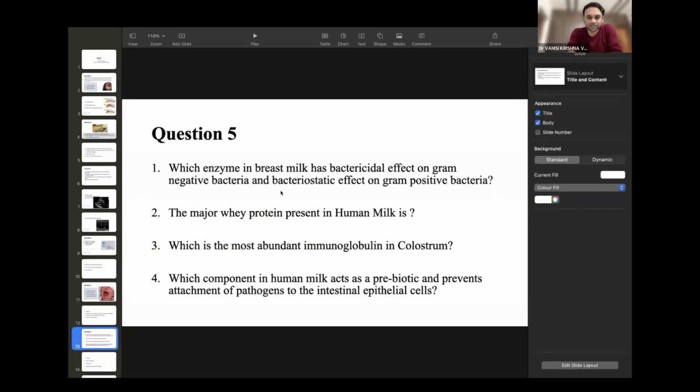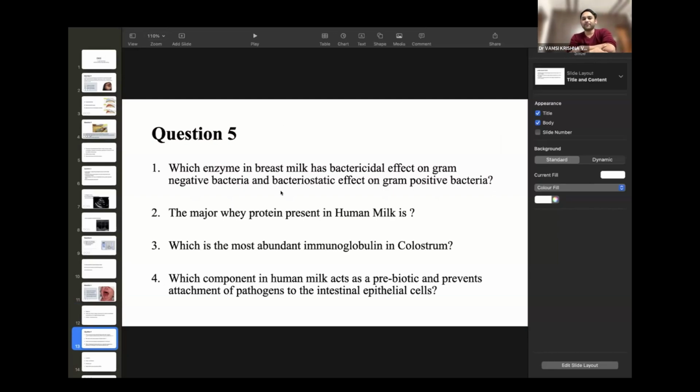So this next question is: what is the most common enzyme in the breast milk which has both a bactericidal effect on the gram-negative bacteria and a bacteriostatic effect on the gram-positive bacteria? Which is the enzyme? Okay. Lysozyme is the enzyme present in the breast milk which has both a bactericidal effect on the gram-negative and a bacteriostatic effect on the gram-positive bacteria.